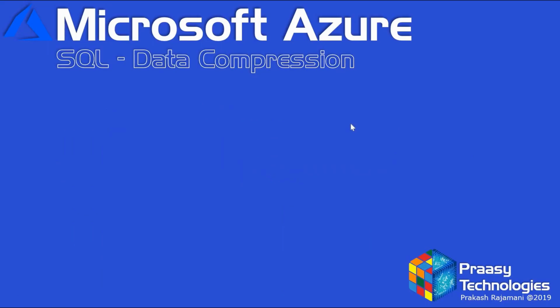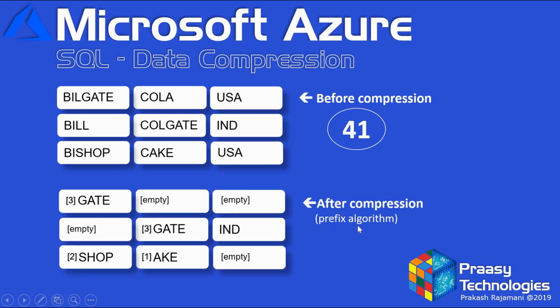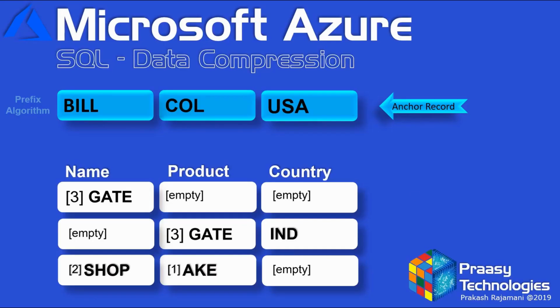Now we are going to compare the size of the table before compression and after the prefix algorithm. Let's say before compression the size is 41, which means that only 41 characters have been used in this table. Let's count the size of the table after compression with the prefix algorithm, and these are 4 characters and index is considered as 1 character. So 5 and 9, this one is 10, 14 and 15, 18, 19 and 22. Now the size has been reduced to 22 from 41. So we have seen what is the prefix algorithm and what is the anchor record. This prefix algorithm applies on each and every column.